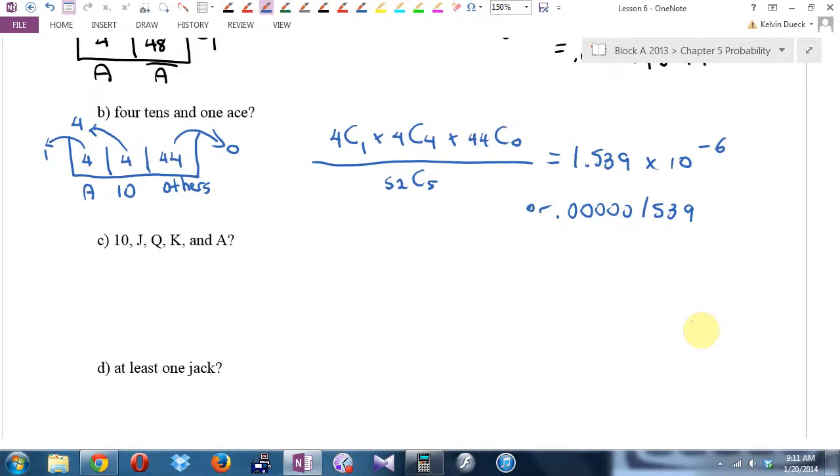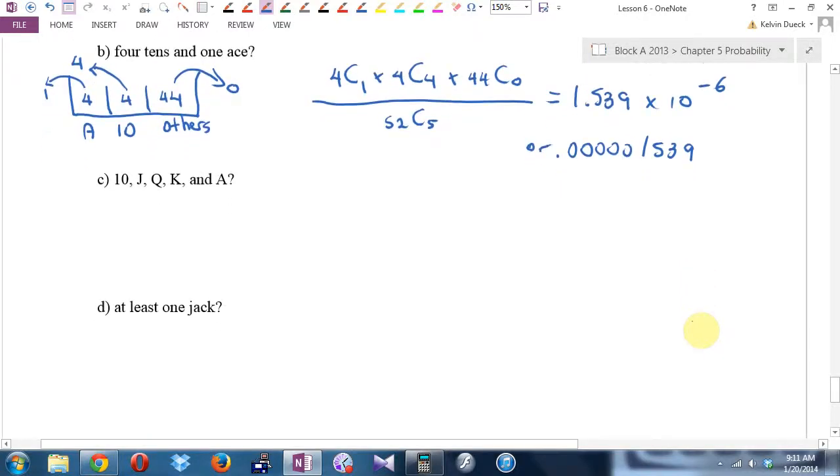Okay. How many cards are we choosing? 5. Bucket. What's my bucket going to look like here?